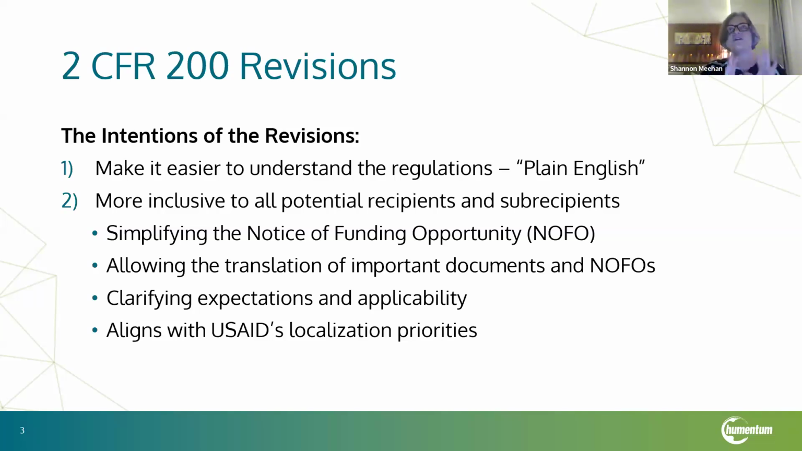What they also made very clear within the new regulations is what applies to all recipients and all subrecipients. So they're much more inclusive about exactly which regulations apply to which type of organization. A key component of inclusiveness was to simplify the notice of funding opportunity. And I will give some examples of that.